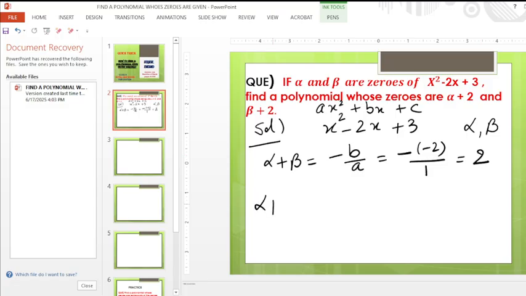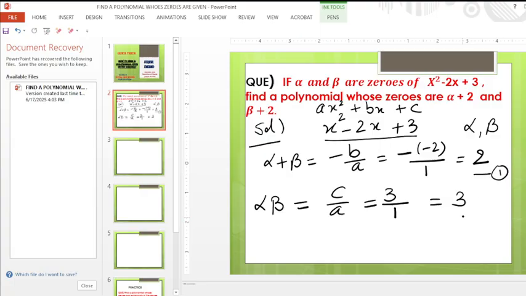Product of zeros is c upon a. And what is c? Compare it, that is 3 upon 1, which is equal to 3. So for this polynomial, we have found the sum of zeros and product of zeros. We will be using it later. Let's name these equations 1 and 2, because when we find the new polynomial whose zeros are alpha plus 2 and beta plus 2, we'll be using them. So we have kept it aside.